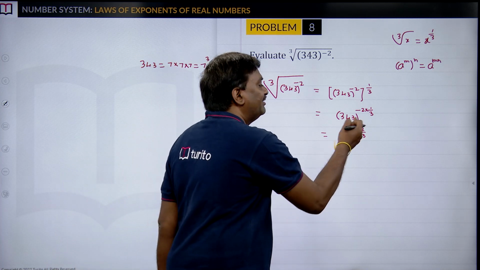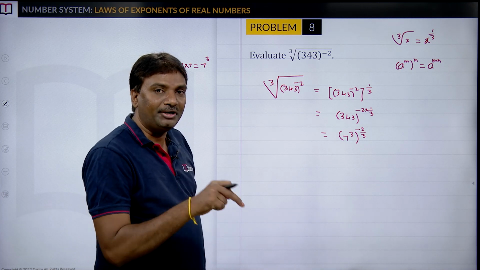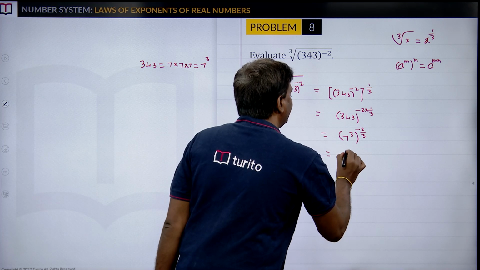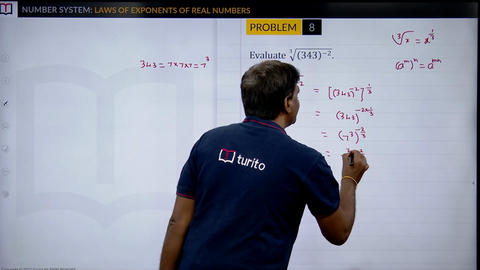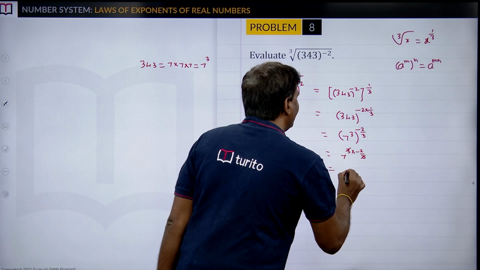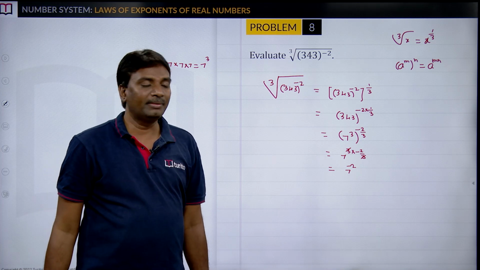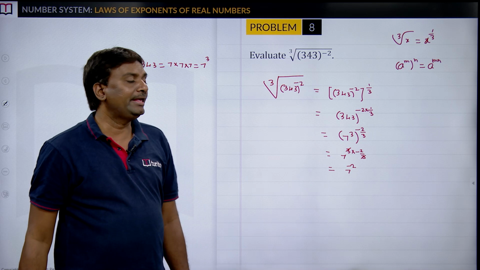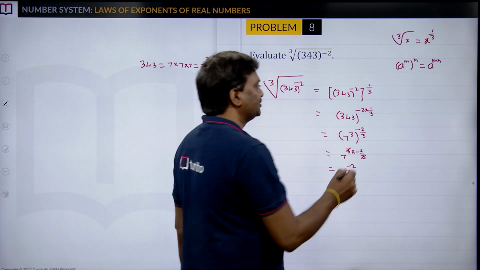So 7 power 3 into minus 2 by 3. The 3 gets cancelled. We have 7 power minus 2. Again by applying the formula, a power m whole power n equal to a power mn, we got 7 power minus 2.